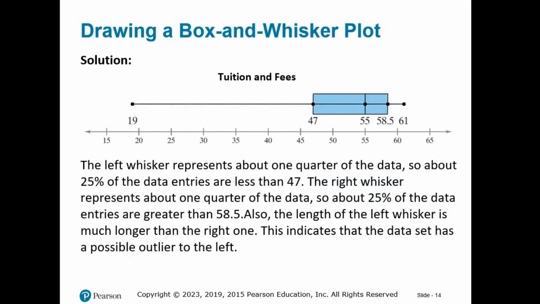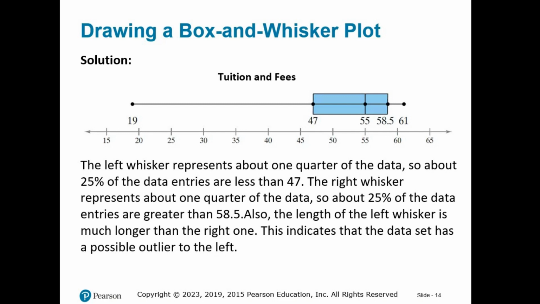It should run through the center of the box and extend out to either side of the box to the min and max. The left whisker represents about 1/4 of the data, so about 25% of the data entries are less than 47. The right whisker also represents about 1/4 of the data, so about 25% of the data entries are greater than 58.5. Also, the length of the left whisker is much longer than the right one. This indicates that the data set has a possible outlier to the left.